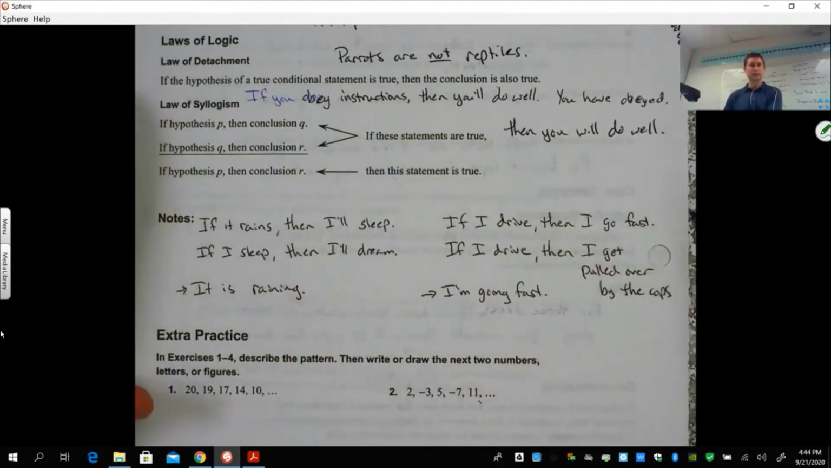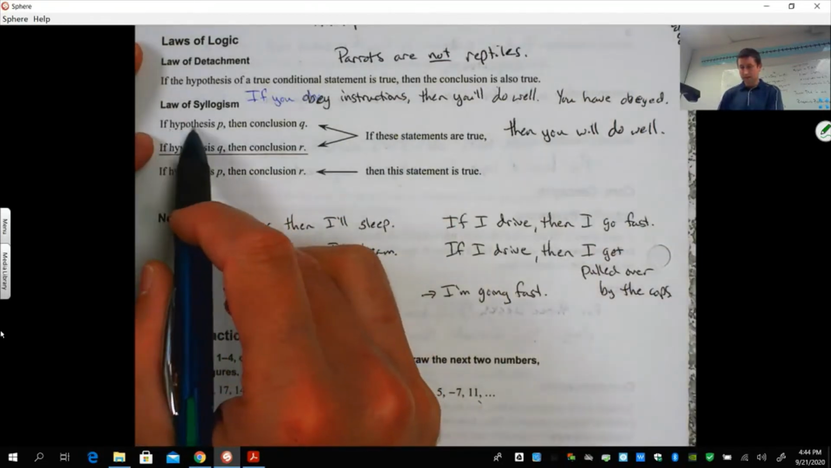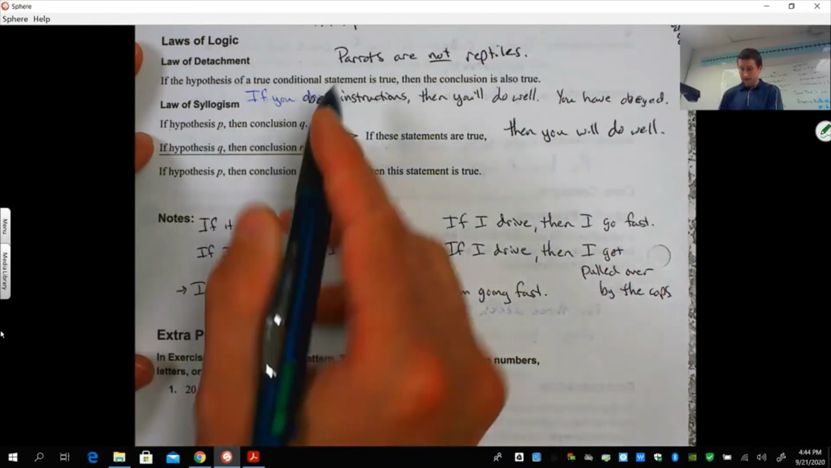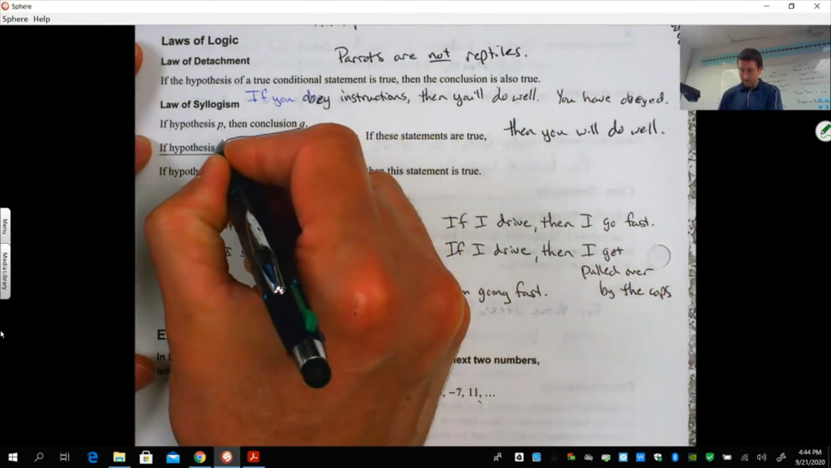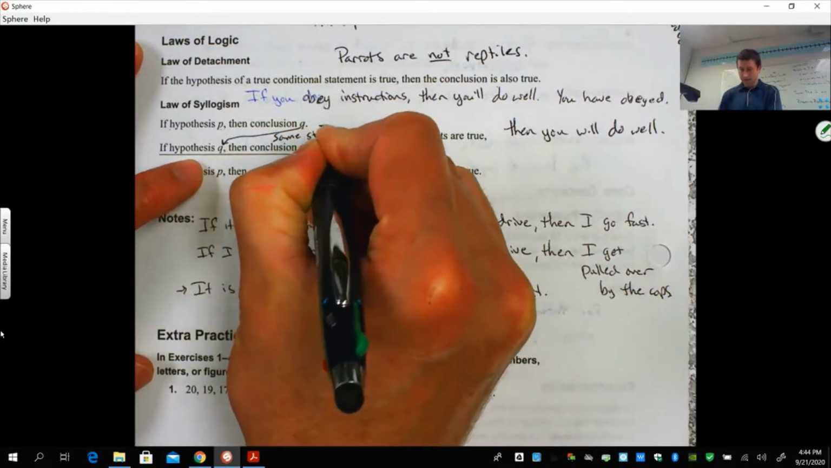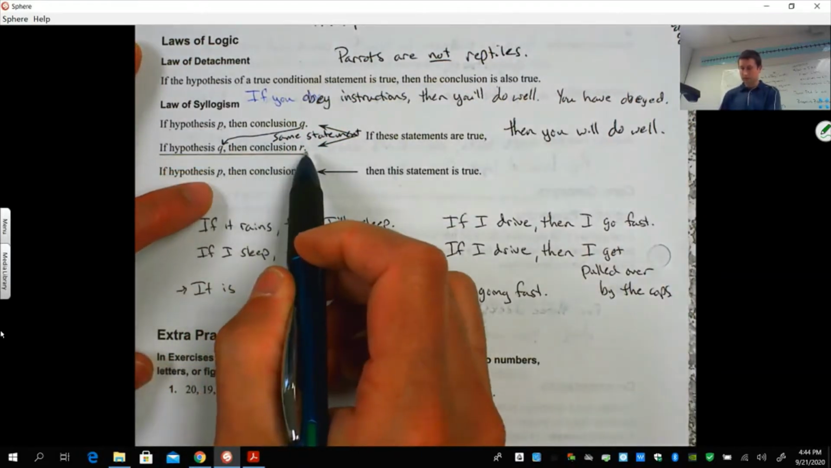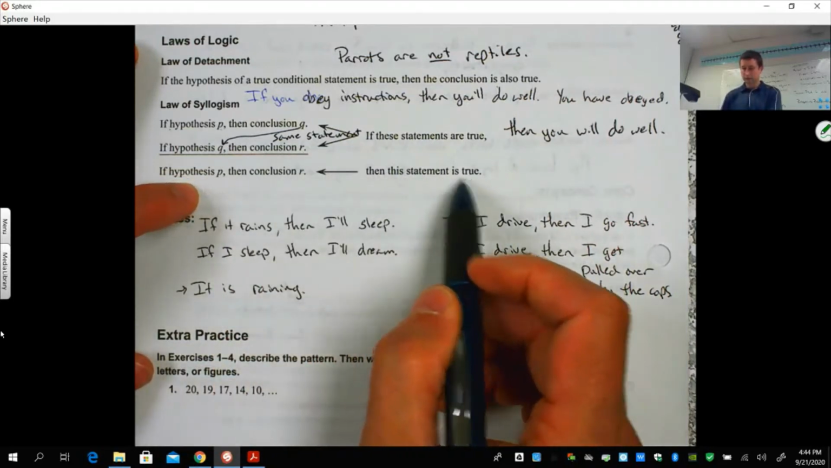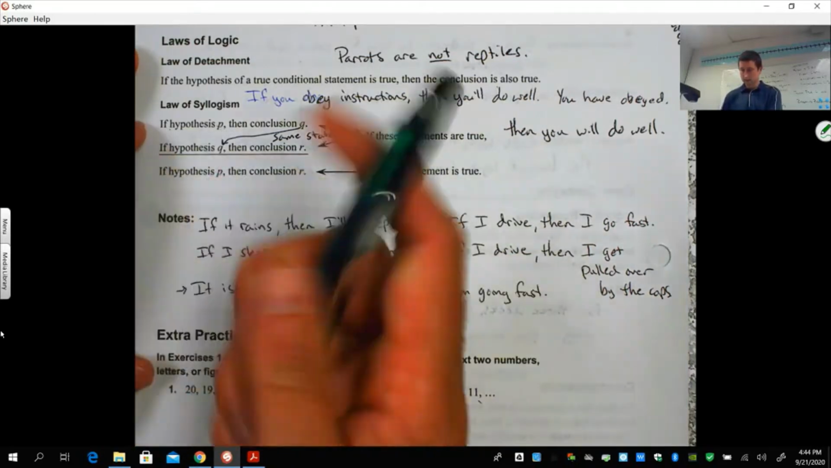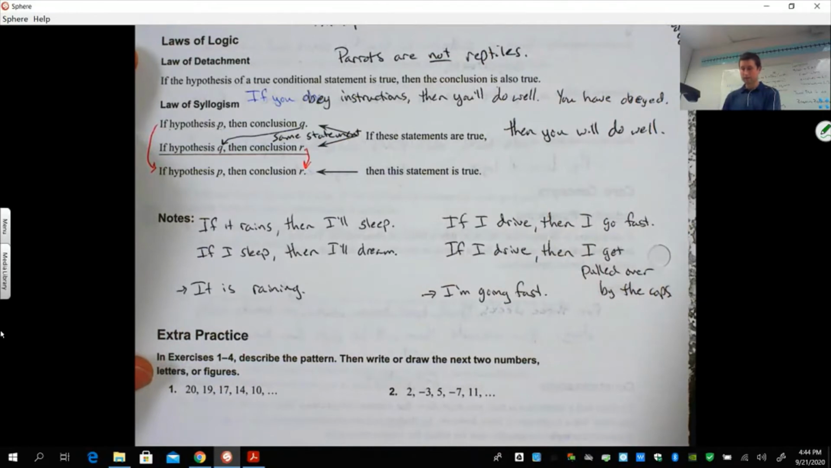The law of syllogism can be a little bit different, but it's kind of like the transitive property, if you remember that. If A equals B and B equals C, then A equals C. Okay? So they may say if hypothesis P, then conclusion Q, and notice the conclusion is the other hypothesis. So that has to be the same statement. If hypothesis Q, then conclusion R. So then this statement is true. If hypothesis P, then you can pull this part down and this part down, then conclusion R.